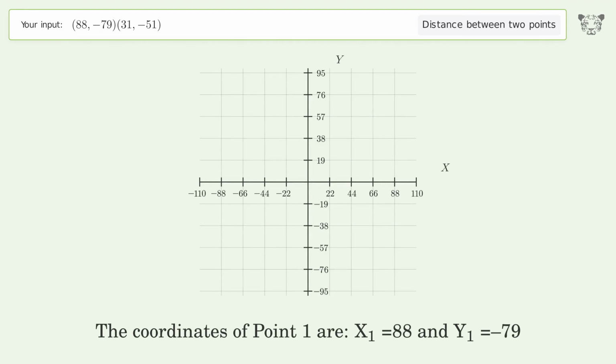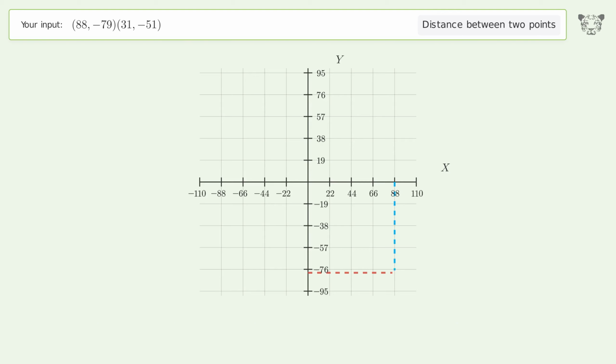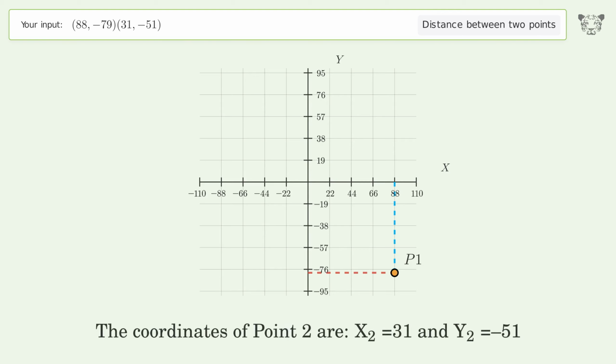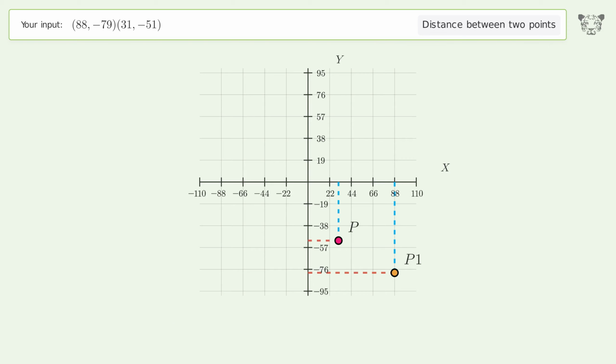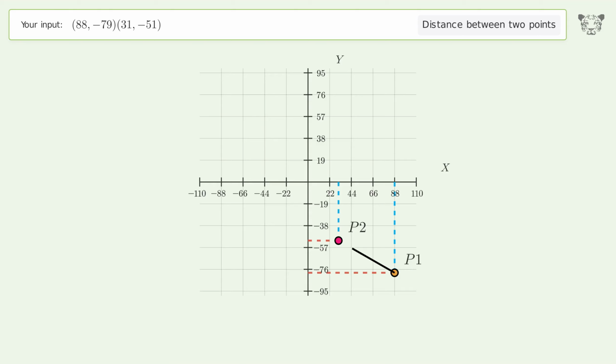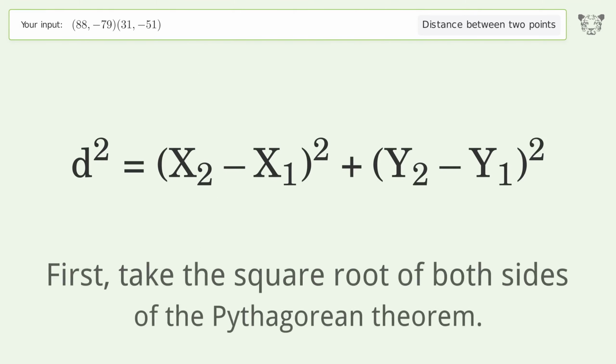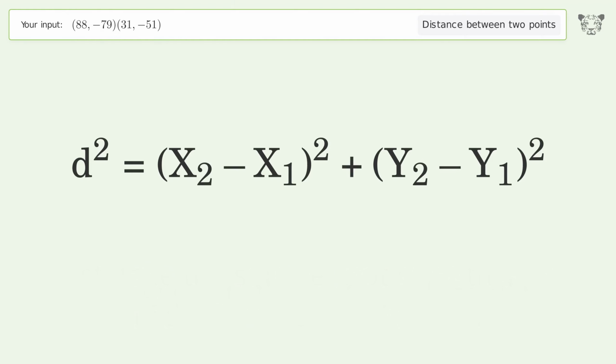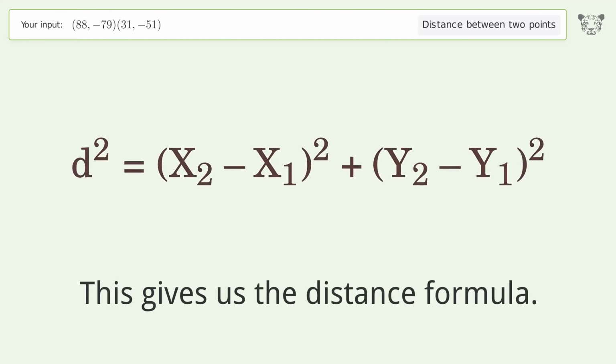The coordinates of point 1 are, x1 equals 88 and y1 equals -79. The coordinates of point 2 are, x2 equals 31 and y2 equals -51. D is the distance between the 2 points. First, take the square root of both sides of the Pythagorean theorem. This gives us the distance formula.